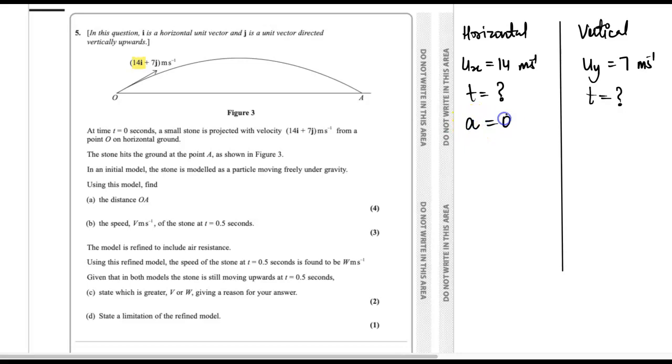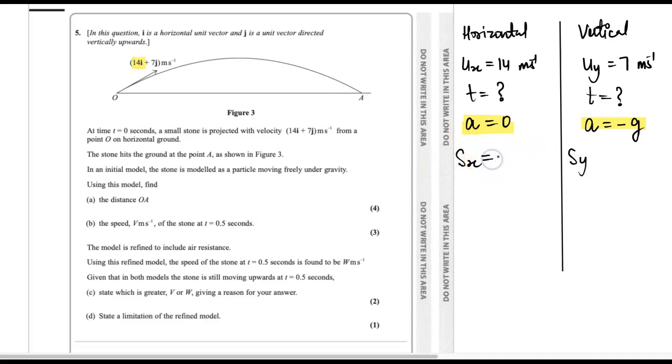Acceleration is 0 for ux, and it is 0 always. You can keep this in mind, it is 0 always for horizontal motion. And acceleration is negative g for vertical, always. So what you need to keep in mind is ux is given to you for horizontal, uy is for vertical, a is negative g for vertical and 0 for horizontal. Now we have to find OA, that means Sx and Sy. I just write like this.